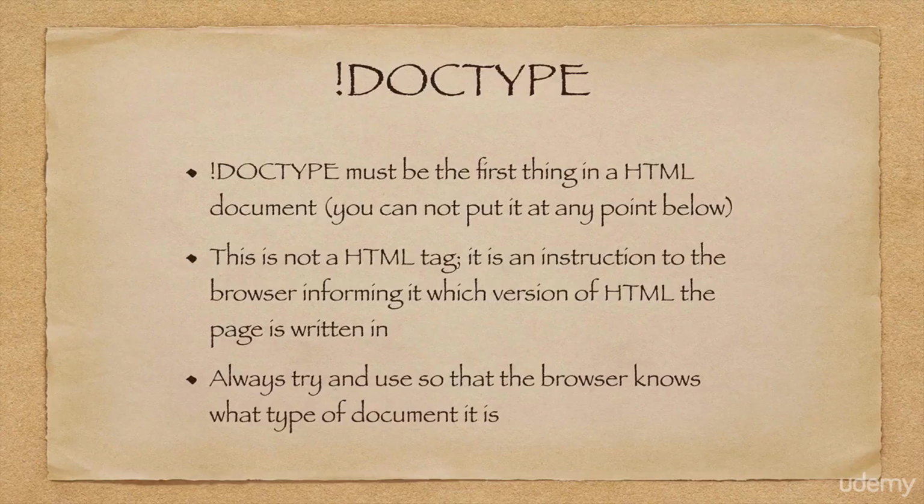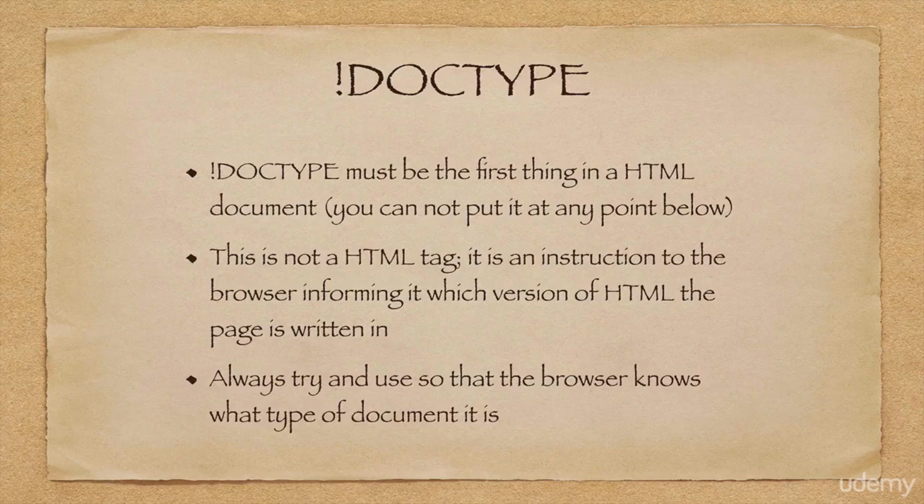So in our case, the doc type is HTML, and the browser knows that that's HTML5. If it was HTML4, it's got something different in the doc type. Always try and use it so that the browser knows what type of document it is. Now, the browser will still load a HTML page if the doc type isn't there, but it's always good using things like the doc type and other things as well, so that the browser gets a better idea of what the document is and can understand it better.